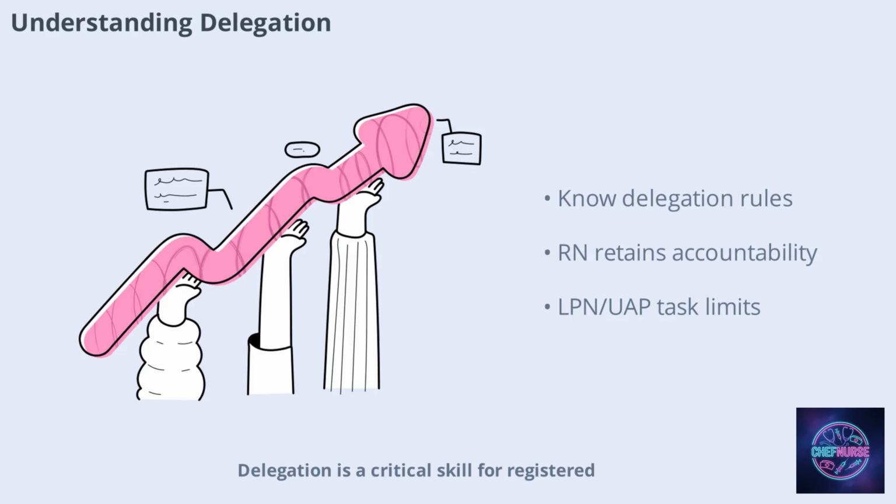Delegation is a critical skill for registered nurses and is heavily tested on the NCLEX. It involves assigning tasks to the appropriate team members while ensuring patient safety and optimal outcomes. As an RN, you must know what tasks can be delegated to licensed practical nurses, LPNs, and unlicensed assistive personnel, UAPs, and which tasks require your direct attention. Remember, assessment, planning, and evaluation are always the RN's responsibility. We'll explore common delegation scenarios and the decision-making process to help you master this essential topic.